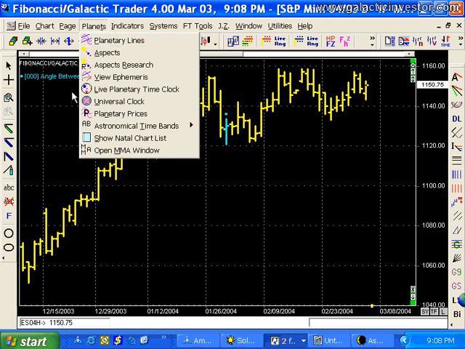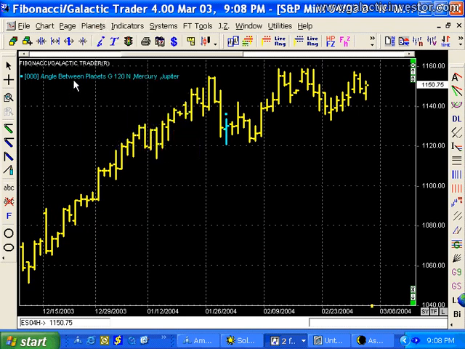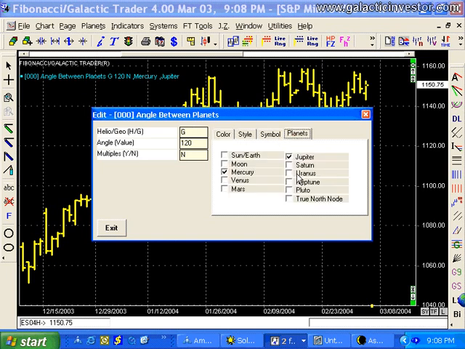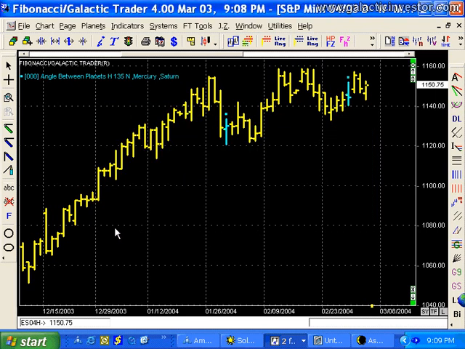Let's go to planetary lines. But before we go there, let's edit the angle between planets. We're identifying the bar as the Helio-Mercury sesqui-square Saturn aspect. So we're going to go to planets and change it to Mercury, Saturn. Double click on G, it turns into H for Helio. We type in 135 for the sesqui-square aspect. So now we've got the Mercury sesqui-square Saturn aspect on the low on the 29th of January 2004.